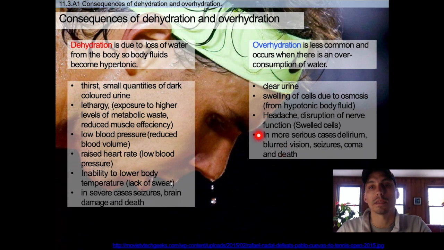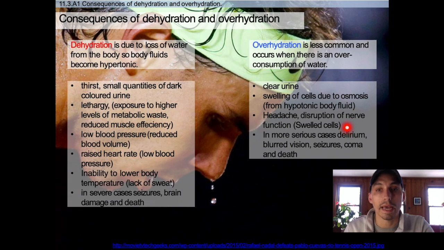Overhydration, however, is also a problem. You can have too much water. You need to have a lot of water to have too much water, and you really kind of have to be trying to do it, but it is possible. Clear urine is, of course, a symptom, but you can also have, which is dangerous, the swelling of cells due to osmosis. Because you have so much water in your body, that water will move into the cells.